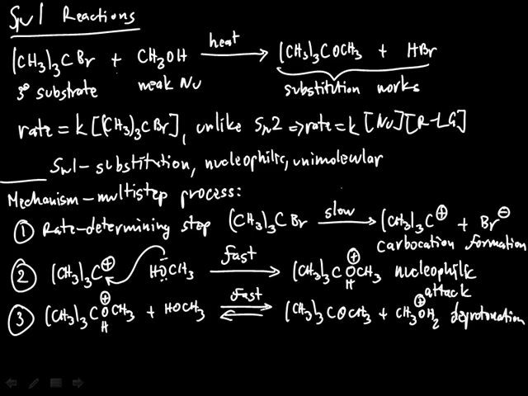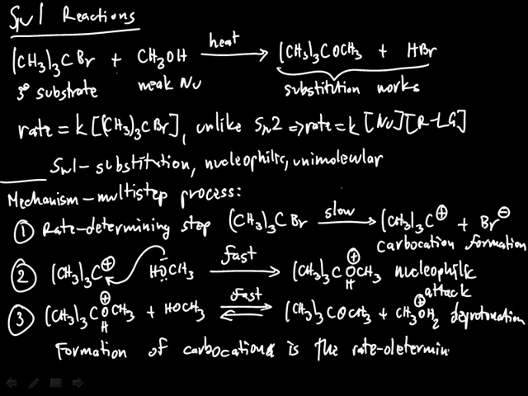The important point to reiterate here is that the formation of the carbocation is the rate determining step. It's the slowest step in our reaction sequence, and hence it's the one that will determine the overall rate of reaction. This explains why our nucleophile is not featured in that rate equation.